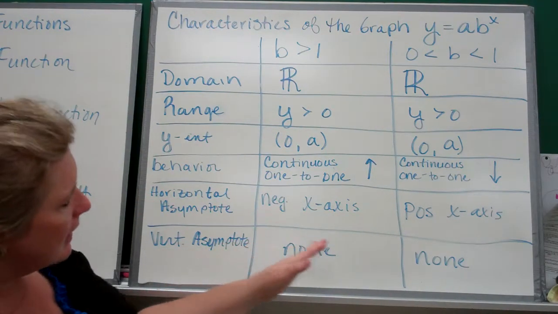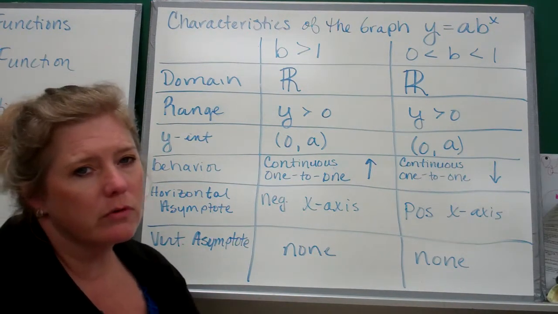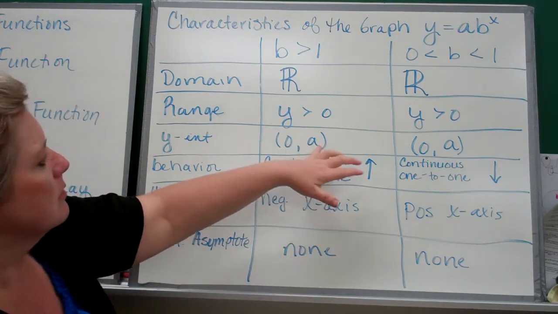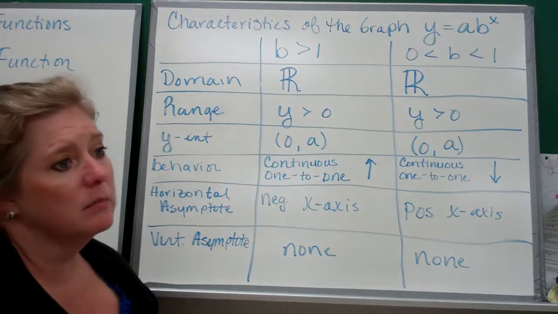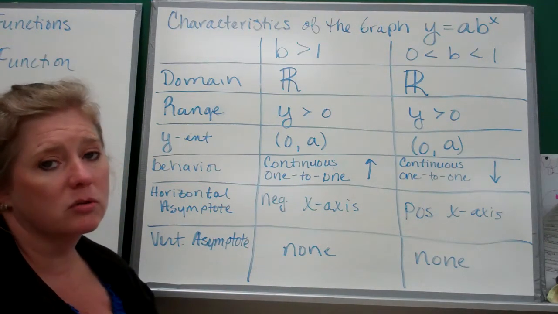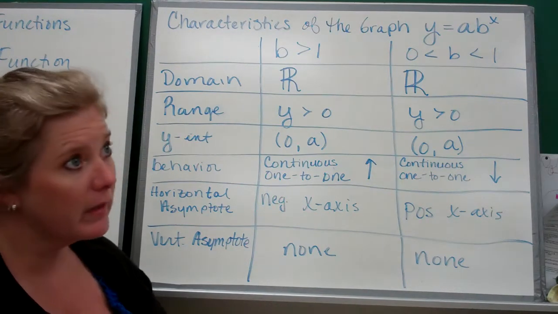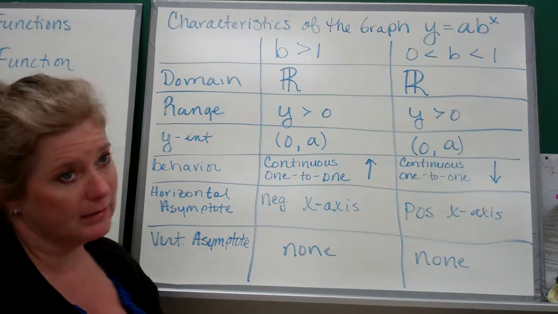Okay. The y-intercept is always going to be the point (0, a), unless there is a horizontal shift, which I don't think we're going to be looking at. So it's always going to be (0, a), and sometimes a is not an actual number that's written down there. Let's say we have y equals 2 to the x power. A is 1 in that case.